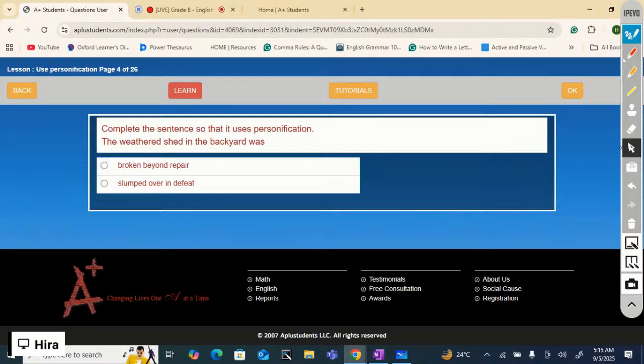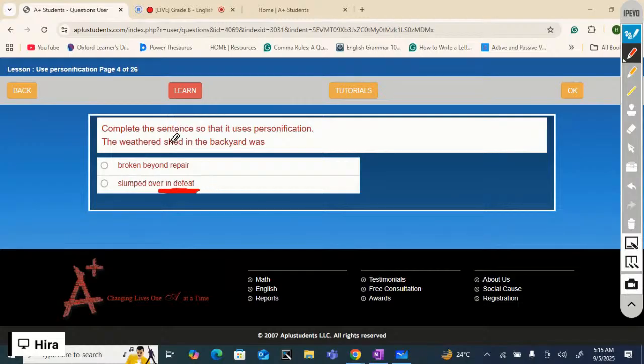Okay, so the weathered shed in the backyard was broken beyond repair. We understand it if you add this sentence, but if you look at these words, slump means to fall over or to fall down heavily. So the weathered shed in the backyard was slumped over in defeat. In defeat gives it a human quality. It means the shed in the backyard accepted defeat and fell down.